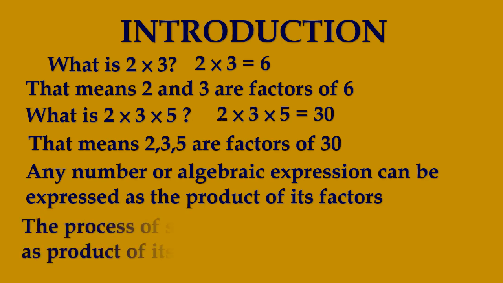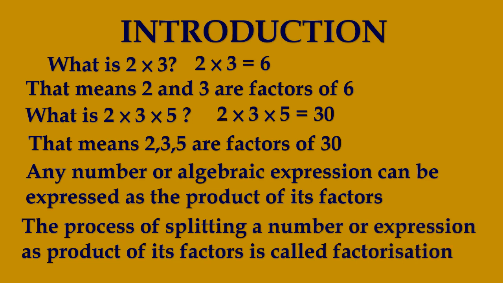Is it? The process of splitting a number or expression as product of its factors is called factorization. So 6, 2 into 3, I am able to write. Or 1 into 6 also I can write. 30, I can write it as 5 into 6 or 2 into 3 into 5. Prime factors means 2 into 3 into 5 will come. So that way of splitting a number or expression as product of its factors, that is called factorization.